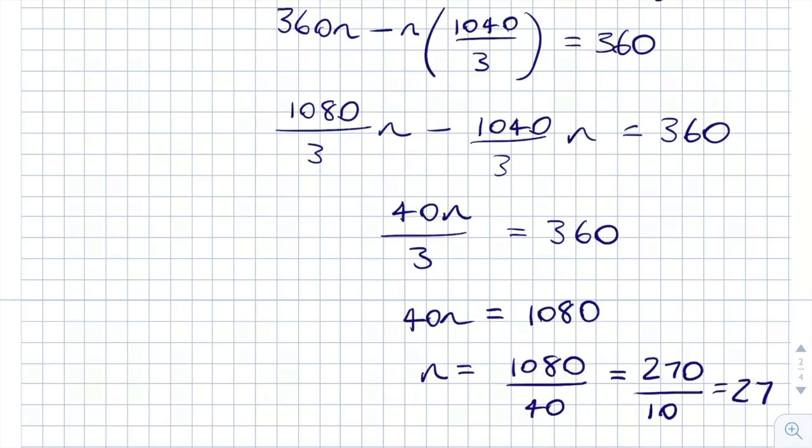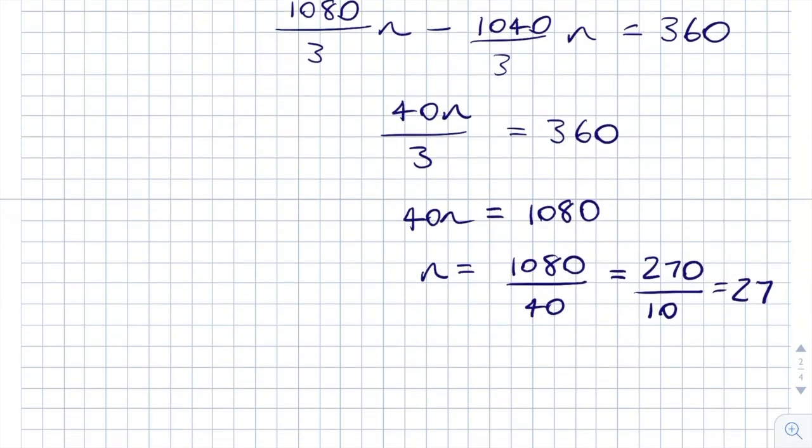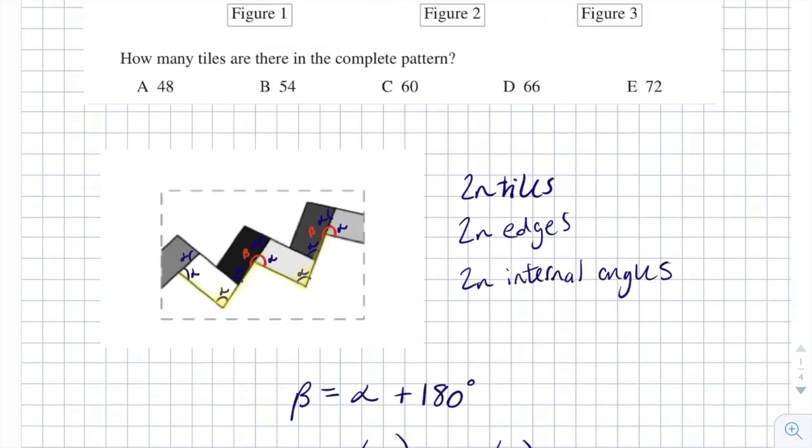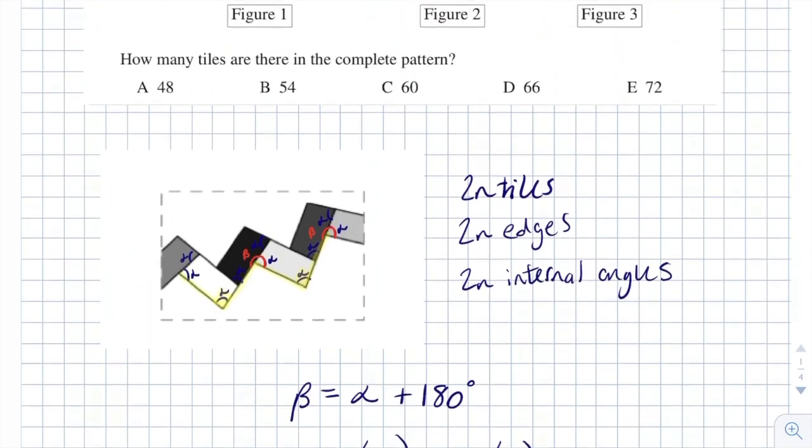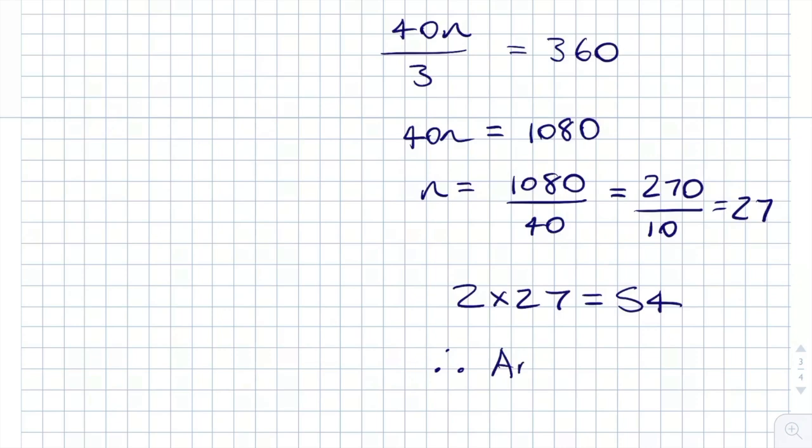And at the start of the question, we said our sides are equal to 2n. So it's 2 multiplied by 27. So 2 times 27 is equal to 54. And if we look at our answers, we've got B, so therefore our answer equals B.